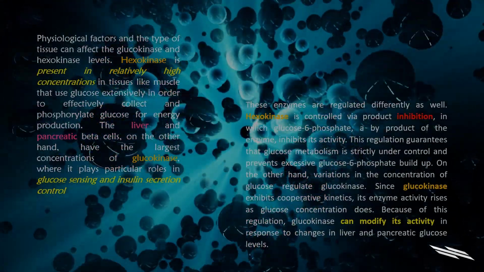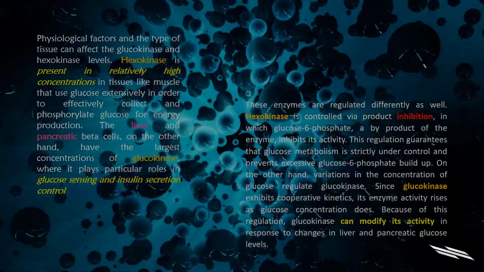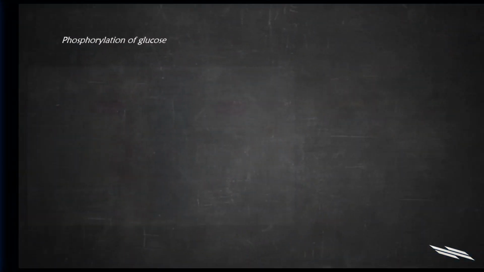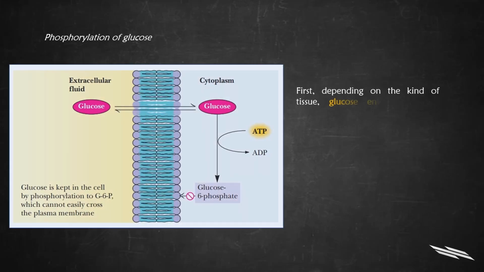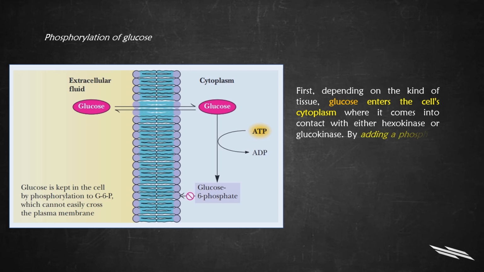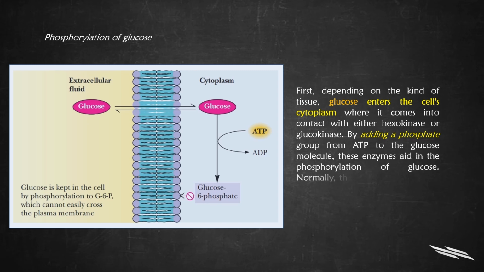Let's go back to the beginning of glycolysis. The initial process in the glycolysis pathway is the conversion of glucose into glucose-6-phosphate. Depending on the tissue, either the enzyme hexokinase or glucokinase catalyzes this activity. Let's examine how glycolysis transforms glucose into glucose-6-phosphate. First, depending on the kind of tissue, glucose enters the cell's cytoplasm where it comes into contact with either hexokinase or glucokinase. By transferring a phosphate group from ATP to the glucose molecule, these enzymes aid in the phosphorylation of glucose.